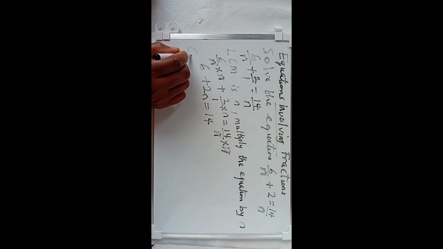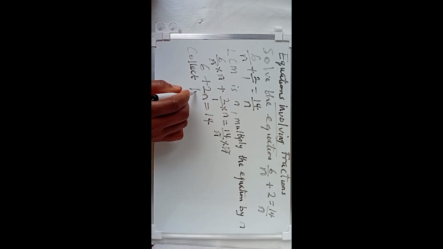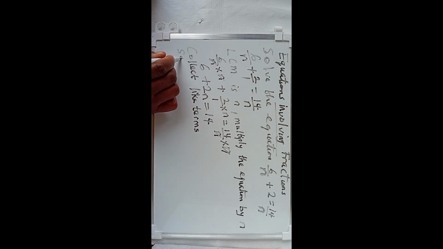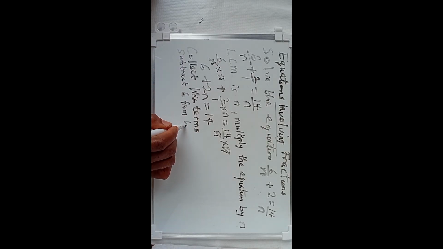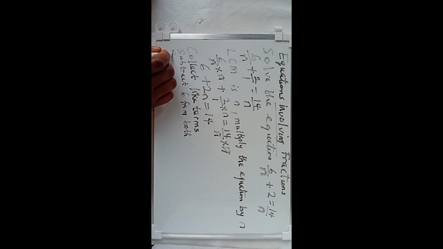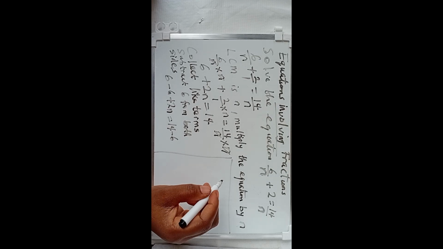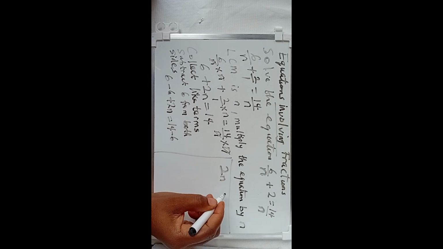The next thing is to collect like terms. We want to move 6 to the right hand side. Therefore, subtract 6 from both sides. This will give us 6 minus 6 plus 2n equals 14 minus 6. 6 minus 6 is 0. We have 2n on our left hand side equals 14 minus 6 is 8.